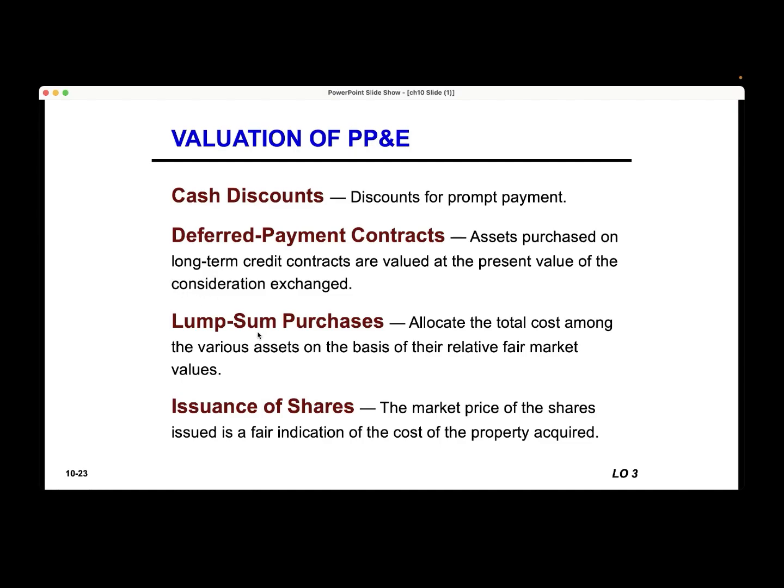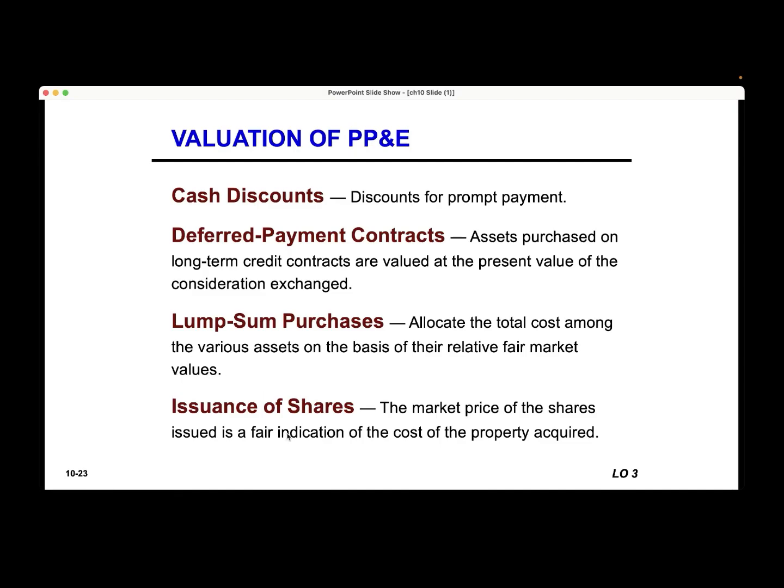Move on to the situations where the company buys several assets together in a lump sum purchase. That means the company purchases several assets with one price. The total cost will be allocated among the individual assets based on their relative fair value, fair market value. And this ensures each asset is properly valued in proportion to its actual worth. So we need to determine the fair value of each asset, and we will spread or allocate the total price in proportion to their fair value.